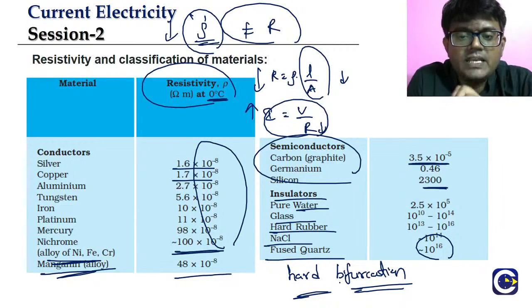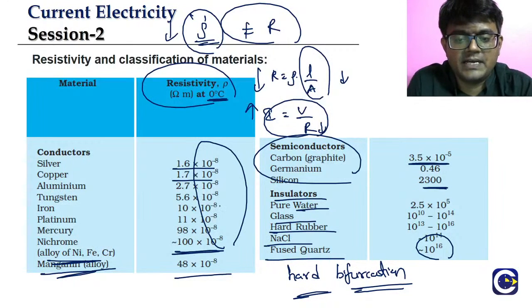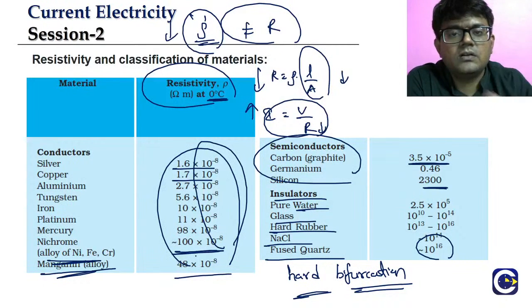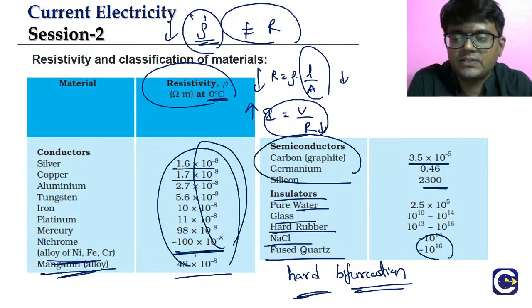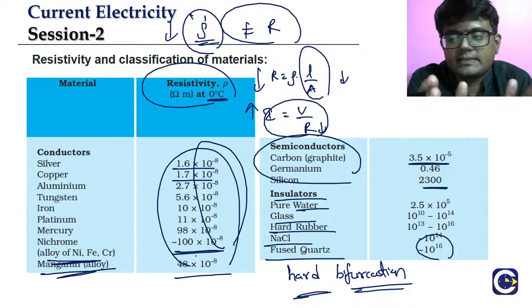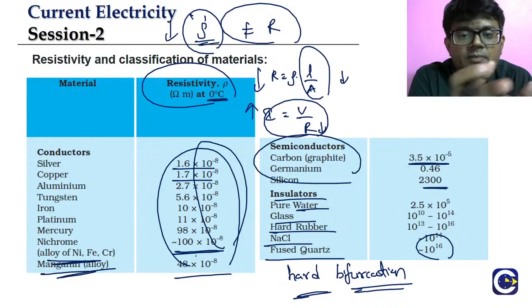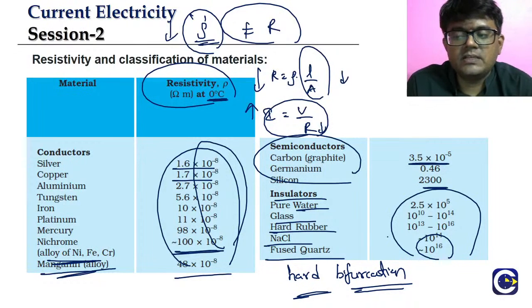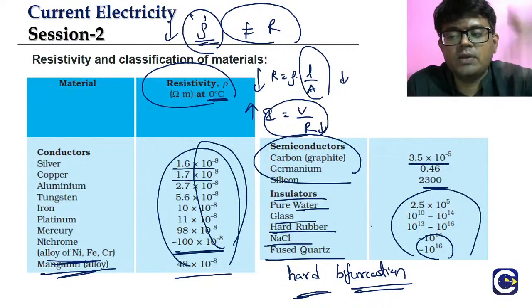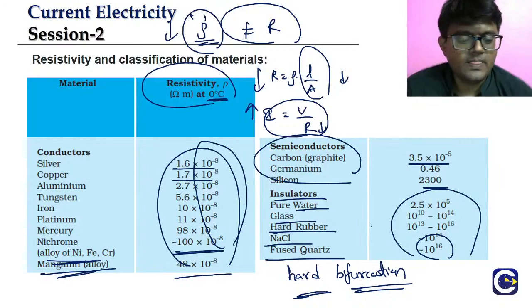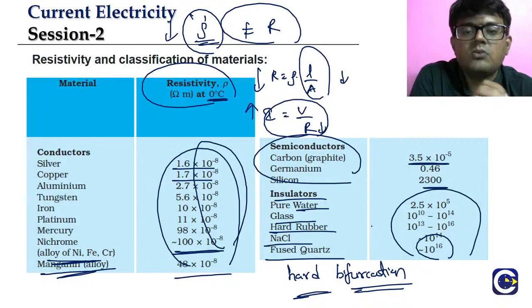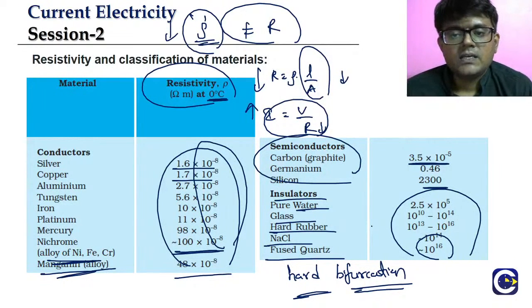If it is in very lesser values, in the range of 10 power minus 8, that is a broad range. They are all conductors, typically metals. At the next level we have semiconductors, also a broad range. Here we have from 3.5 into 10 power minus 5 all the way up to 2300. At the next level, 10 power 5, from that level we go all the way up to 10 power 16. That is insulators. But we don't have a clear cut demarcation. Okay? So this is about how we classify the materials based upon the resistivity or broad values.